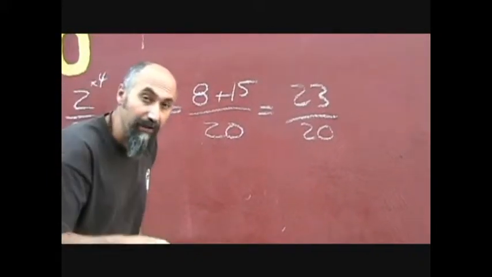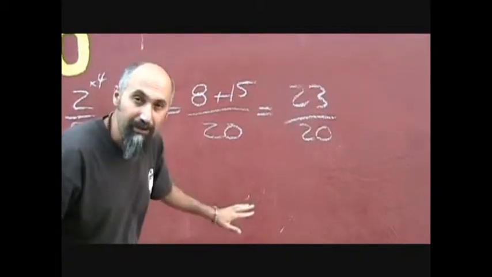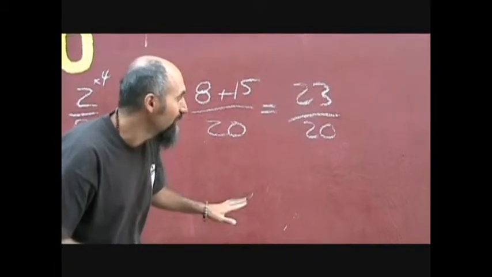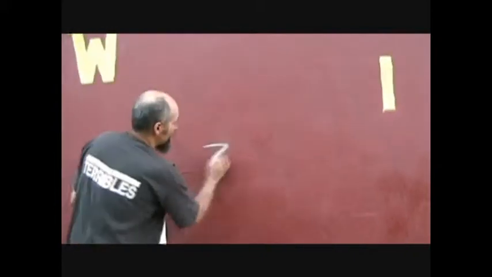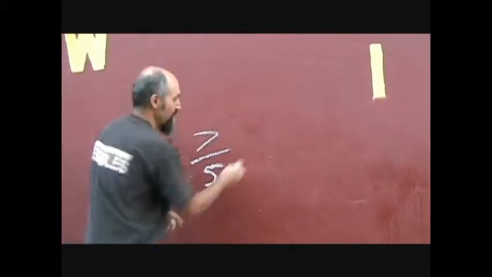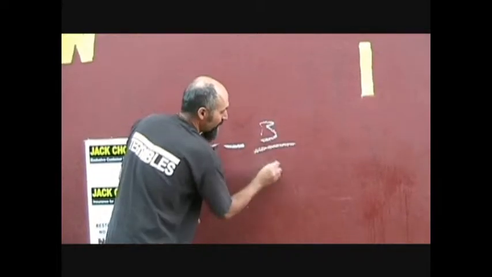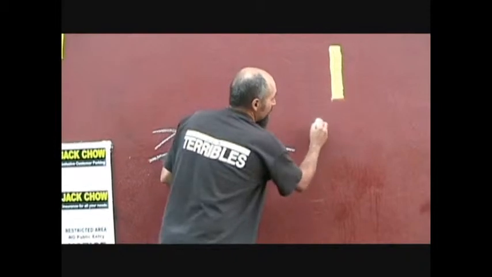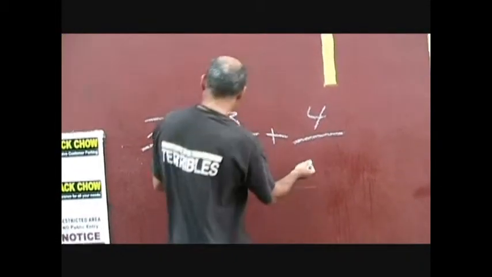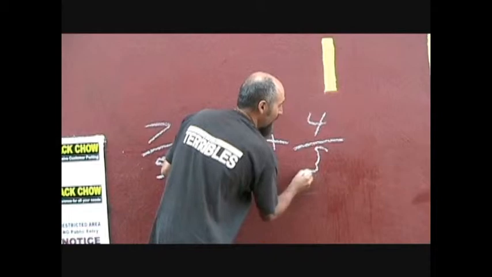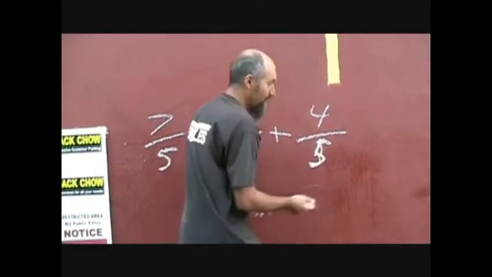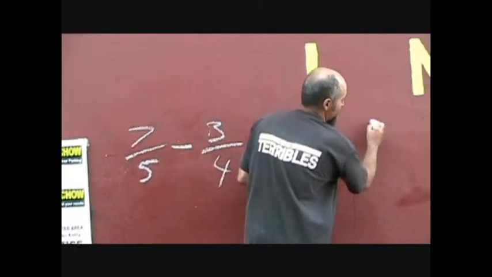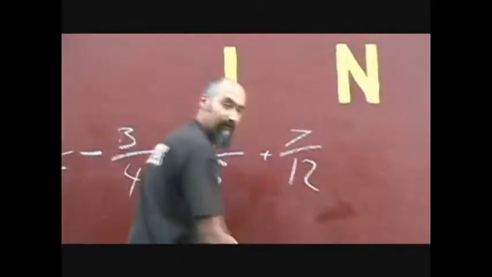Now what we're going to do is do a bigger number, and I'm going to add subtraction in there so you see that it doesn't really make a difference, okay? Let's say we have 7 over 5 minus 3 over 4 plus 4 over, well, let's make it 5 again, and plus 7 over 12.